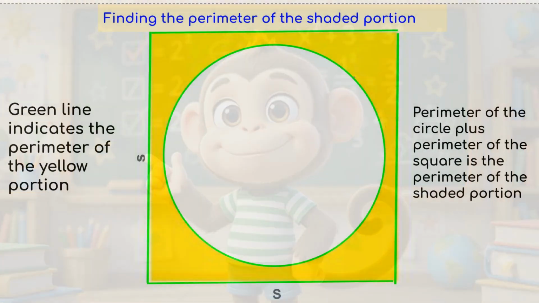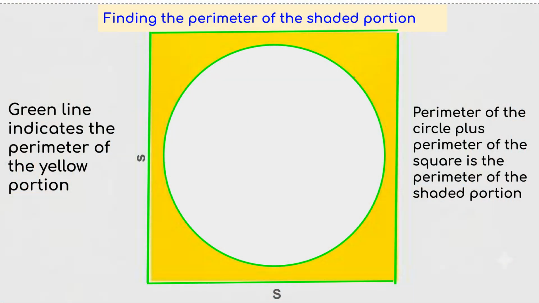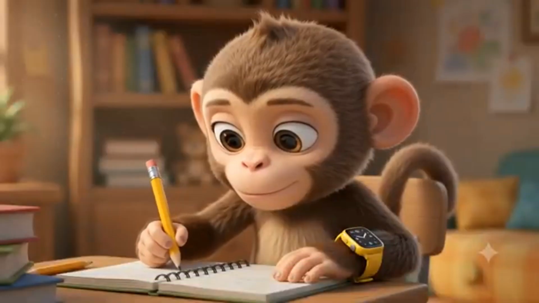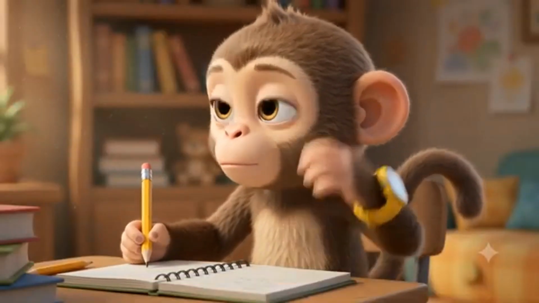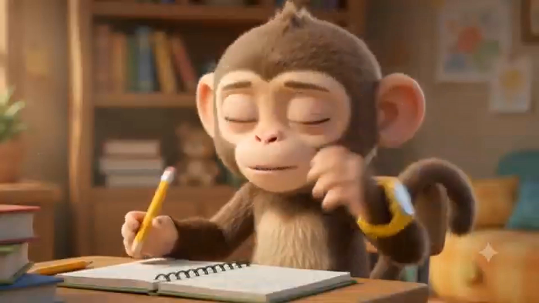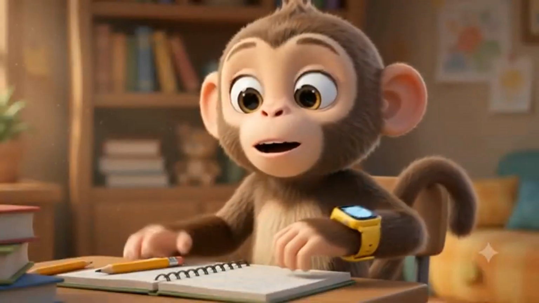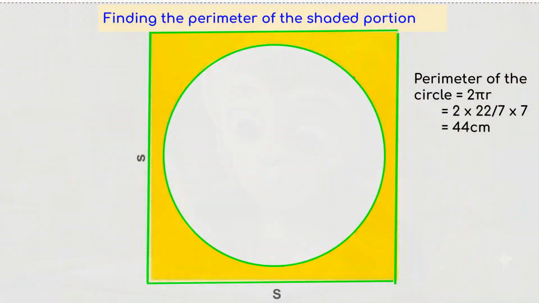Now let's turn our attention to calculating the perimeter of this shaded region. The perimeter of the shaded portion is the sum of the perimeter of the circle and the perimeter of the square. First, let's find the circumference of the circle, which is the perimeter of its boundary. The formula for the circumference of a circle is 2 times pi times the radius. Using our radius of 7 centimeters and pi as 22/7, the perimeter of the circle equals 2 pi r equals 2 times 22 divided by 7 times 7 equals 44 centimeters.